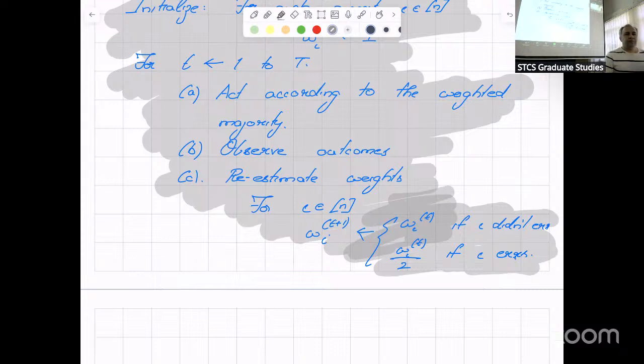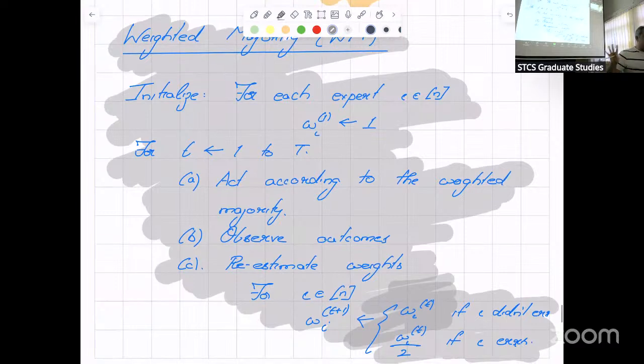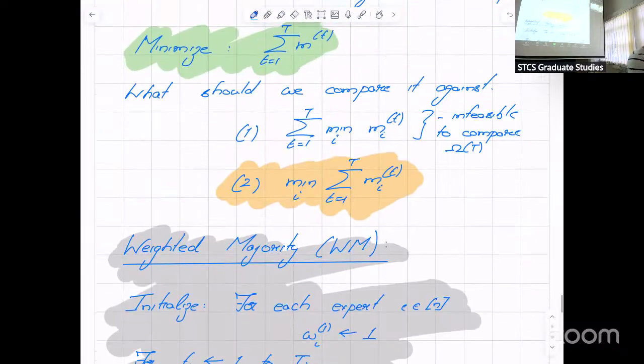The experts who are wrong more often get dampened. If the experts make a lot of errors, their weights are going to constantly reduce. If a particular expert makes k errors, their weight is going to be less than 1 over 2 to the k. So their contribution to the weighted majority is going to decrease considerably. What we will do next time is analyze this particular algorithm and compare these two.